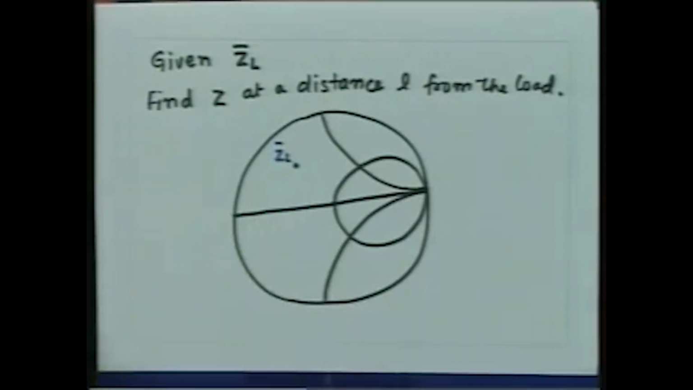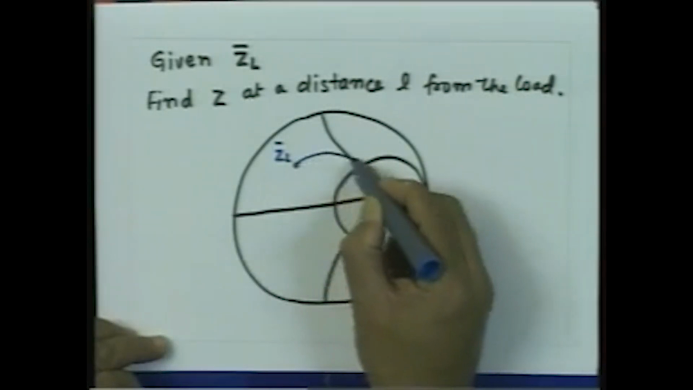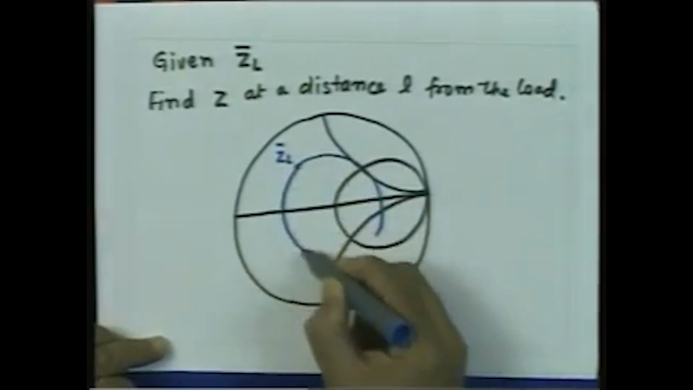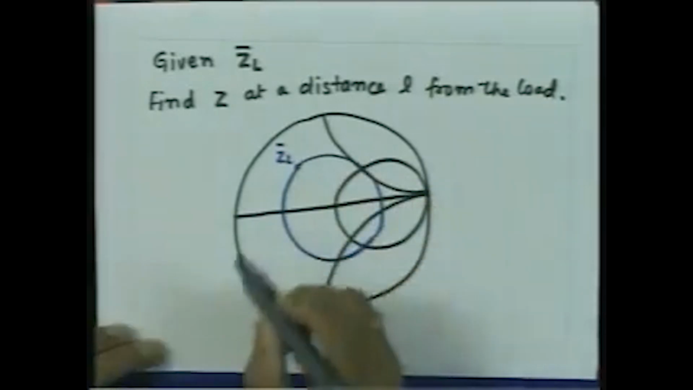Now, as we have seen earlier, when we move on the transmission line, the magnitude of reflection coefficient remains same and the point moves on a circle keeping that magnitude constant. That means, as we move on the transmission line, the point moves on the constant VSWR circle passing through this load. So, now what we do, once this point is marked, we take a compass and draw a circle passing through this point, which is a constant VSWR circle.